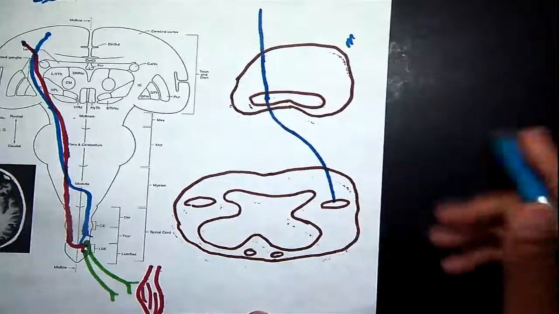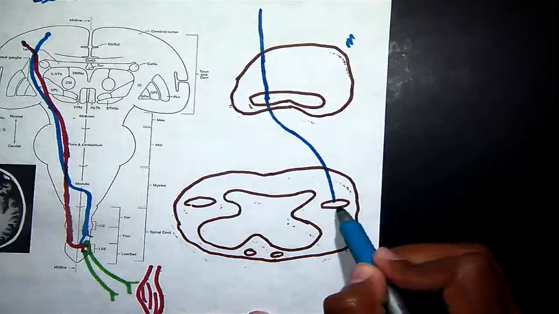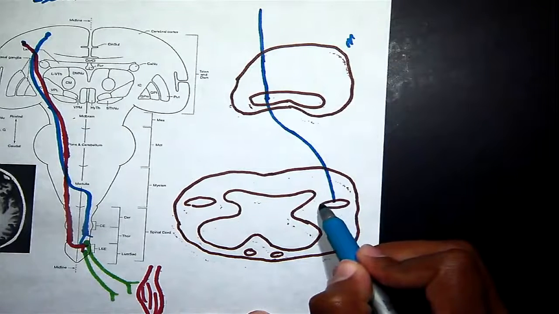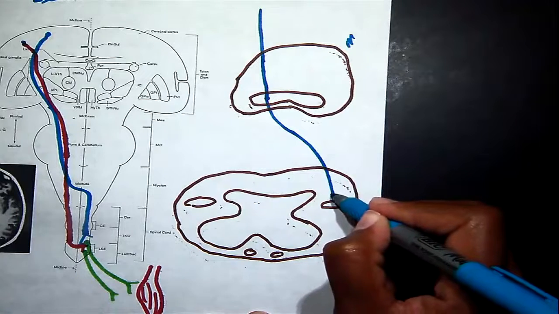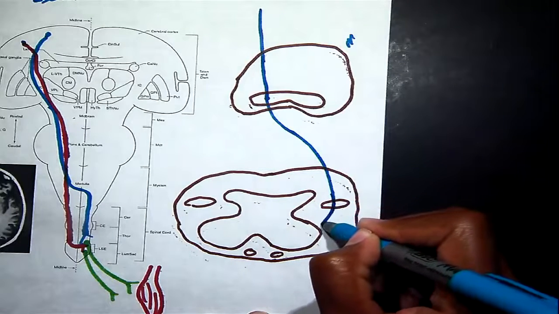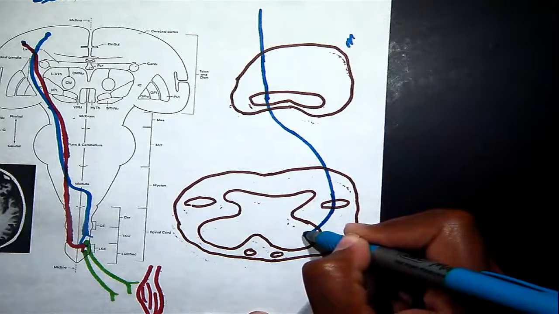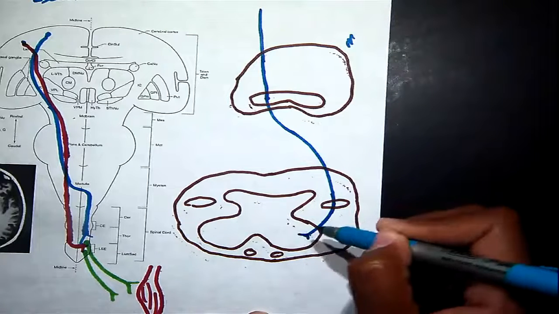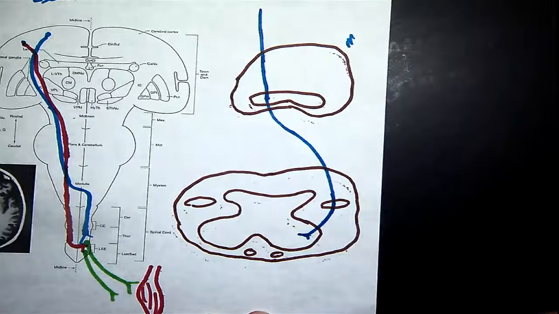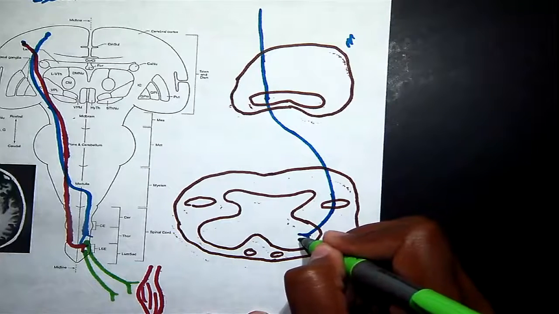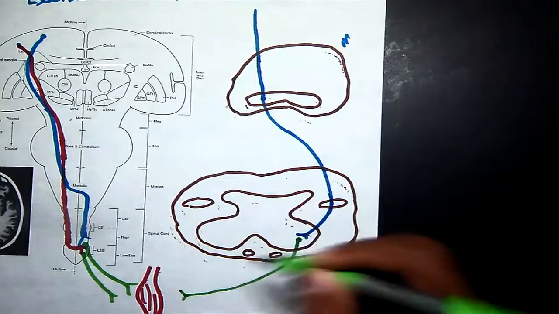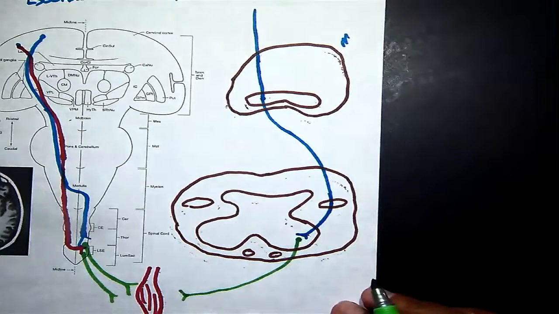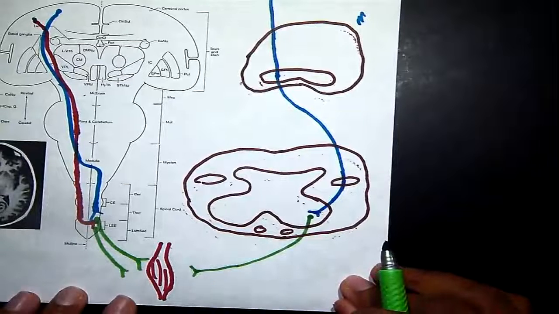All right. So right here, we know this is where the lateral corticospinal tract would descend. Then it will synapse here in the anterior horn of the spinal cord and synapse with the lower motor neuron that then innervates the muscles of the limbs.